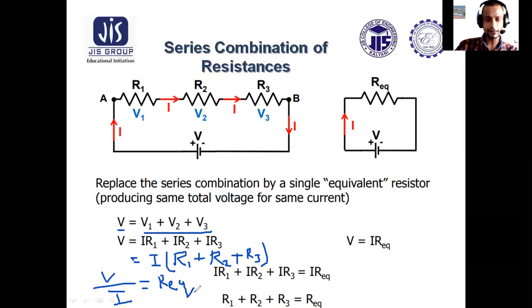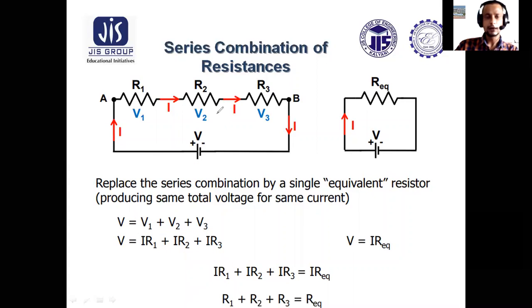Req means equivalent resistance or total resistance of the circuit. V is total voltage of the circuit. I is total current of the circuit. So V by I should be total resistance of the circuit. Now in this equation, what can we conclude? V by I, that is total voltage by total current, should be equal to R1 plus R2 plus R3. So this R1 plus R2 plus R3 is total resistance or equivalent resistance of the circuit. Hence we can write Req equals R1 plus R2 plus R3.